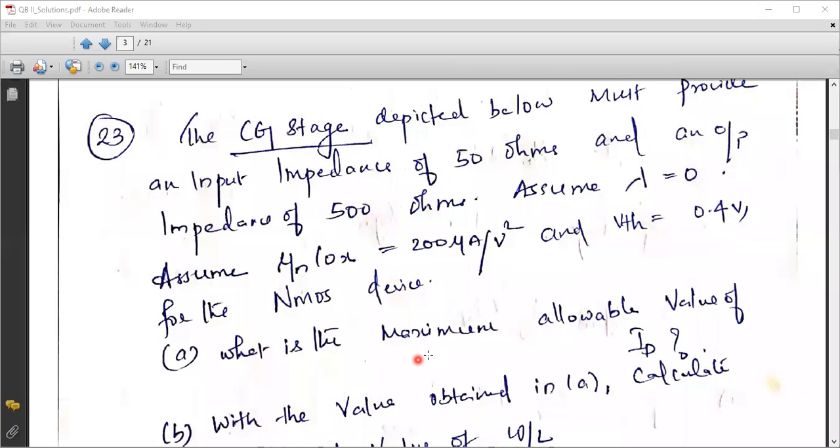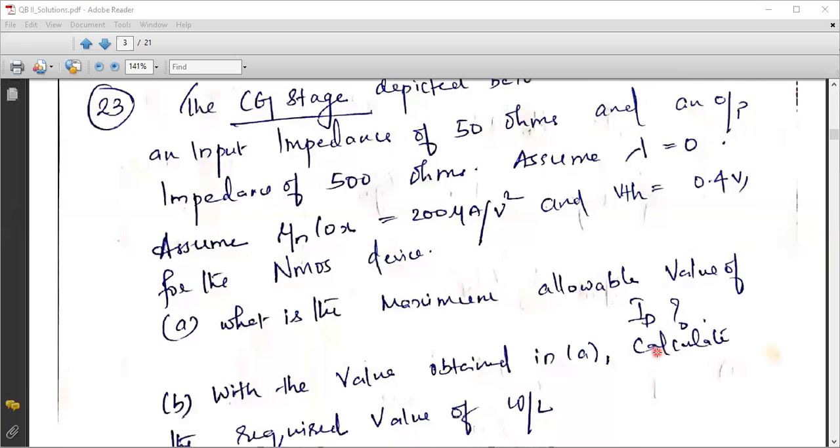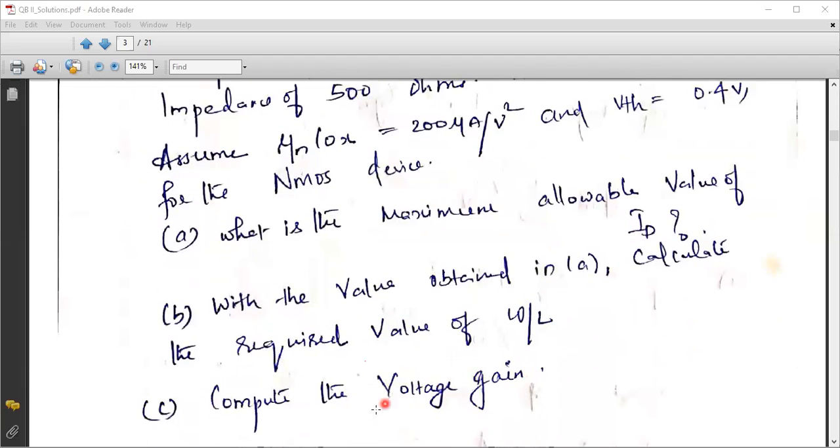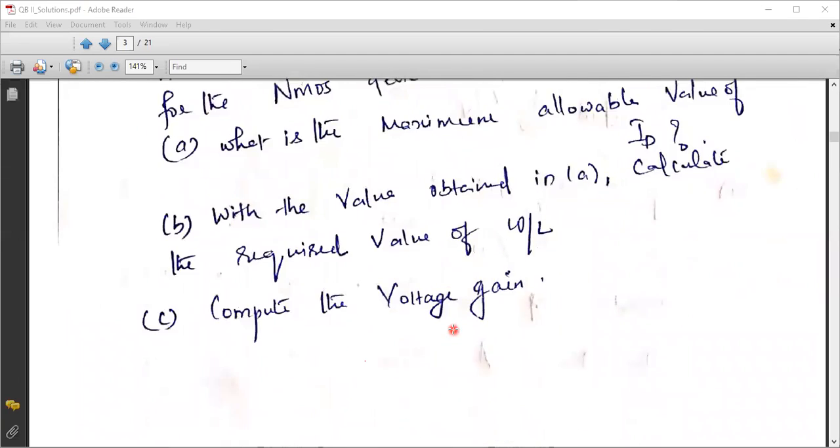So the first question is we need to find the maximum allowable value of drain current ID. The second question is, with this calculated value, you will find the aspect ratio. And thirdly, you are going to compute the voltage gain. So these are the three questions we need to do for this particular circuit.